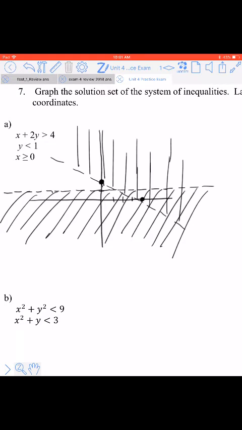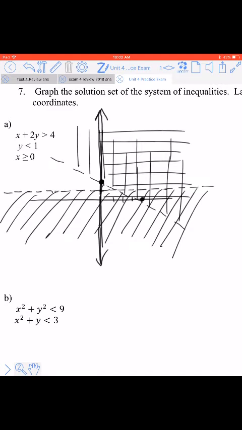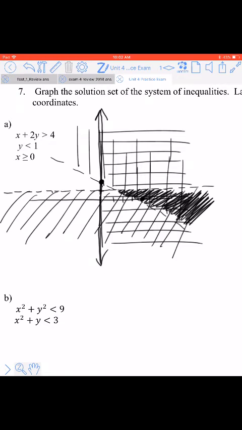x is greater than or equal to 0. Remember, if you have x equals a number, that's a vertical line. So x is greater than or equal to 0 is a vertical line that goes right here through 0. So there's that one there. And shading greater than 0 means we're shading to the right. So the area that would contain all three shades is this area right here.